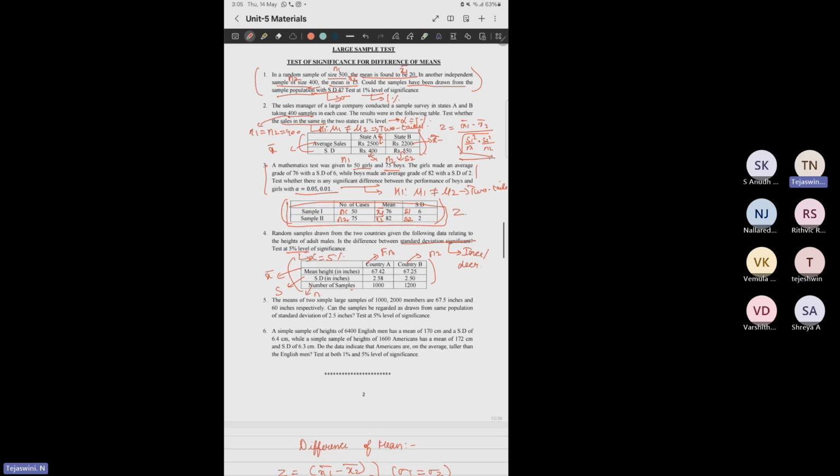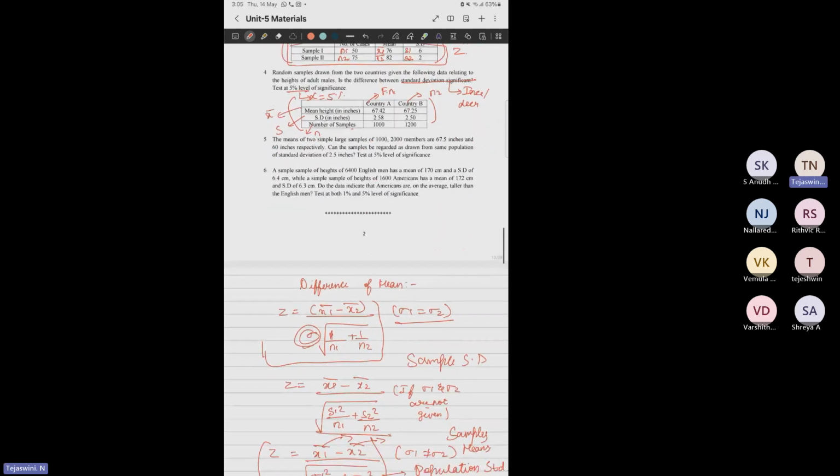From this, since it is two-tailed, if it lies in the area of acceptance, we'll have to reject H1. If it does not lie in the area of rejection, we'll have to accept H1, that is, reject H0.